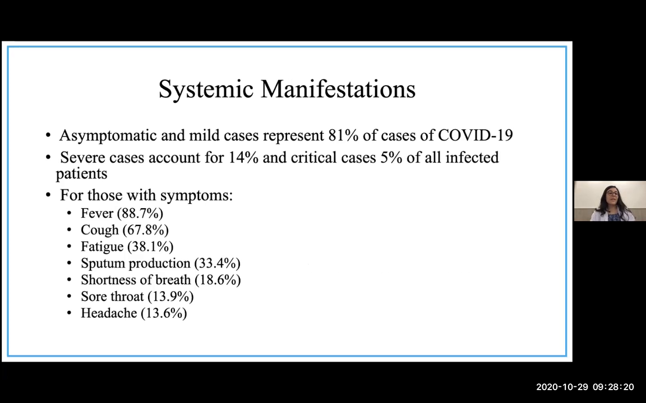As we all know, there are many systemic manifestations of COVID-19. Asymptomatic and mild cases account for about 80%. Severe cases are about 14%, and then the critical cases, those requiring ICU admission, are about 5%. For individuals who develop symptoms, fever is the most common. This is followed by cough, fatigue, sputum production, shortness of breath, sore throat, and headaches, respectively.